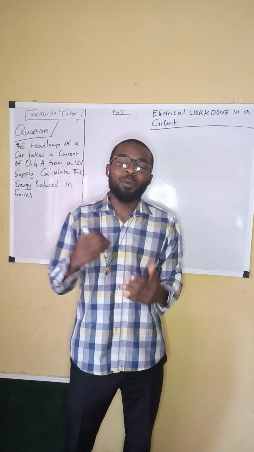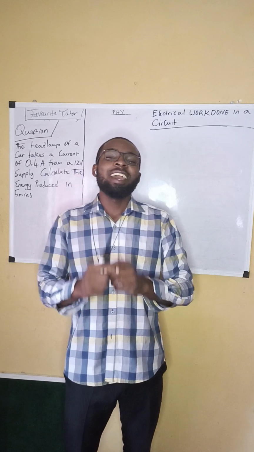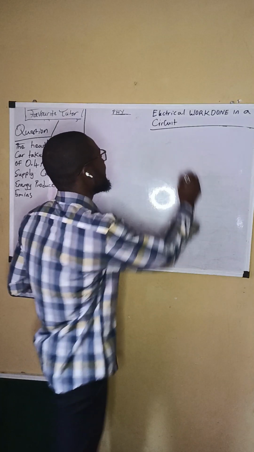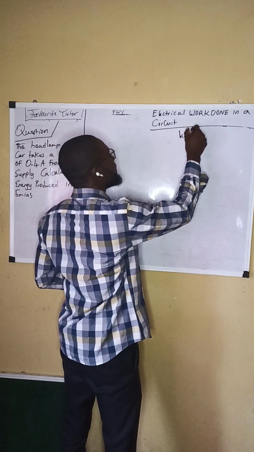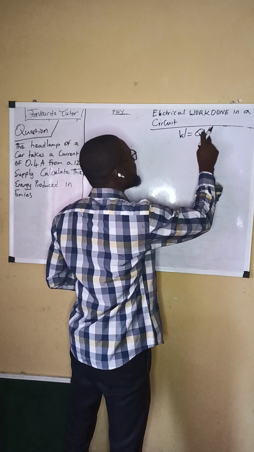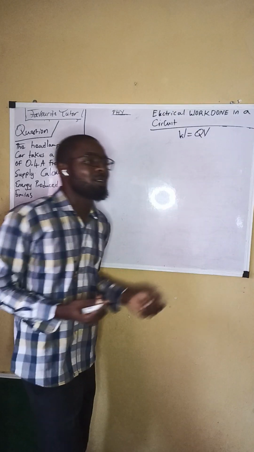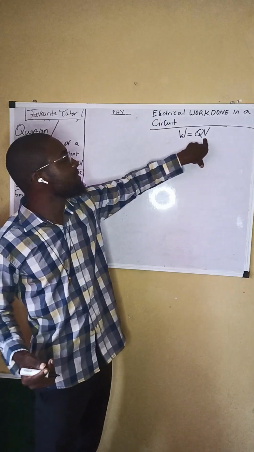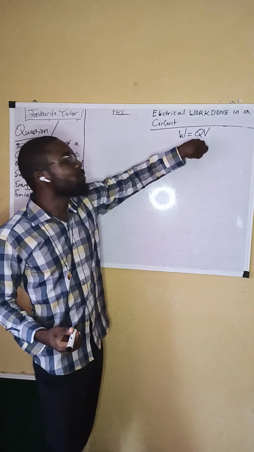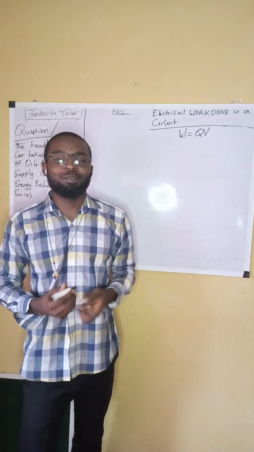Work done in moving a charge from one point to another in a circuit is given by work done equals the charge times the potential difference, or the charge times the voltage. This is the required equation for work done in a circuit.